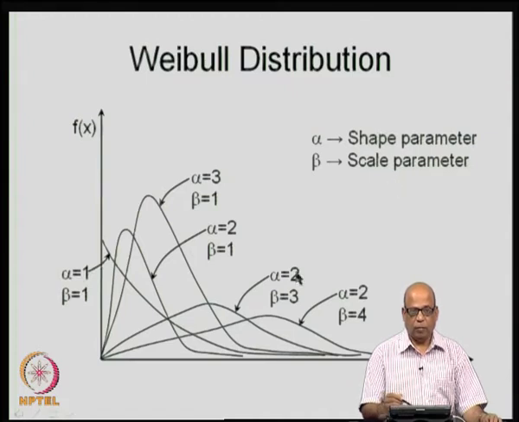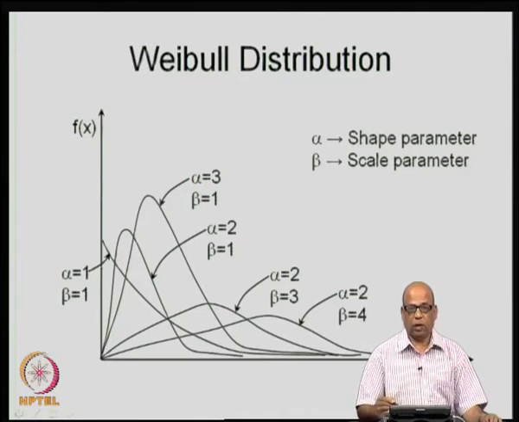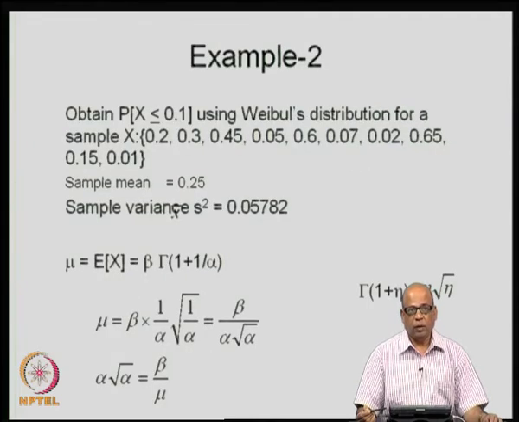And beta governs the scale of the distribution. For example, for alpha is equal to 2, you have alpha is equal to 2 here, alpha is equal to 2 here, beta is equal to 1 gives you this scale, and beta is equal to 3 gives you this scale. So, alpha is therefore called the shape parameter and beta is called the scale parameter. Let us consider an example.